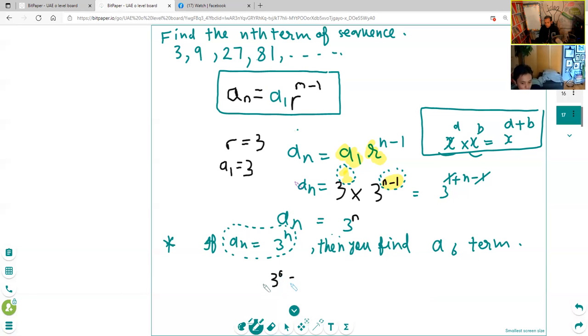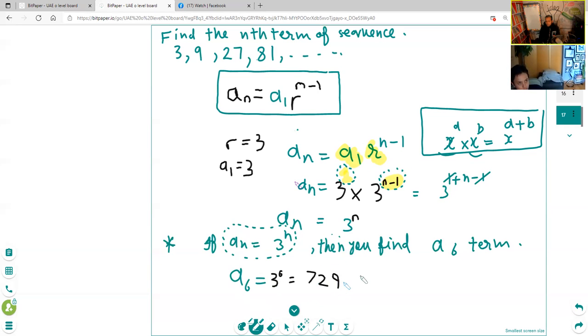Also write a6. Okay, a6 is equal to... you can use a calculator. In the calculator you should take the power 6. What is the answer? Yes, this is the answer.